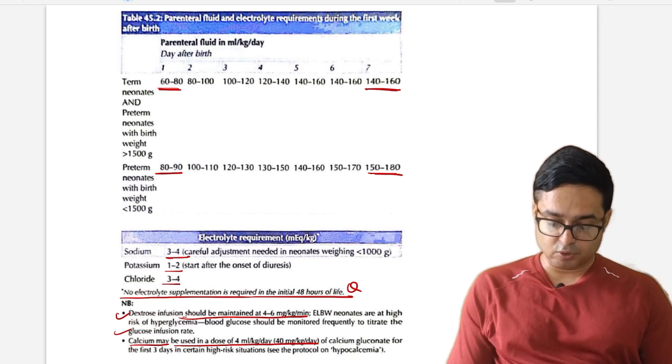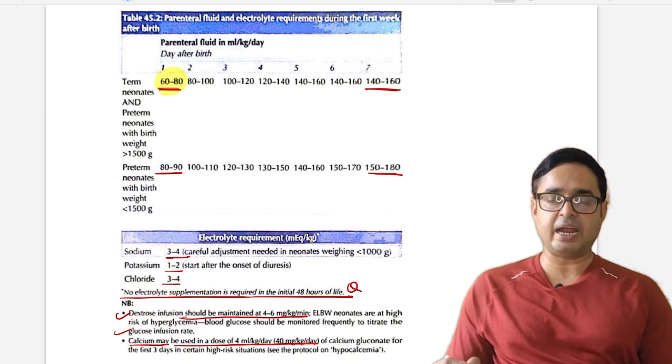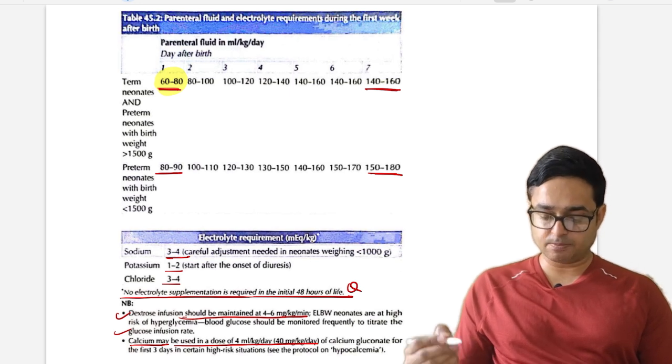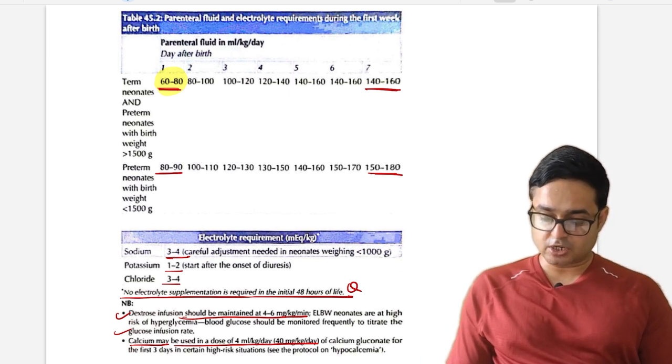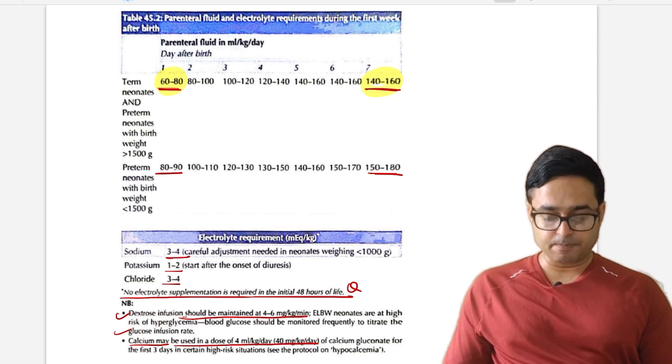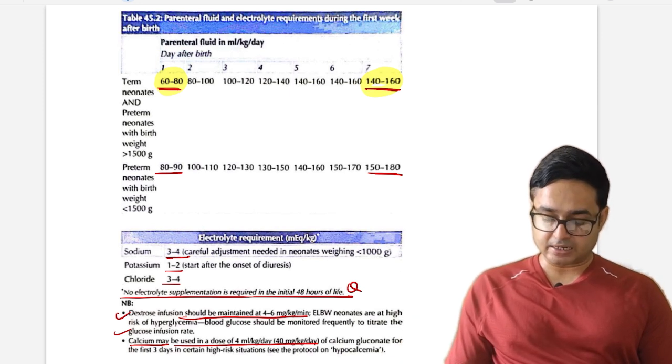In term neonate and 1.5 kg, 60 to 80 we will start. We will add 15 to 20 ml per kg per day, and we will reach up to 140 to 160, approximately 150 ml per kg per day at day 7. Similarly, for preterm and less than 1.5 kg, we will start at 80 to 90 ml per kg, and we will go up to 150 to 180 ml per kg.